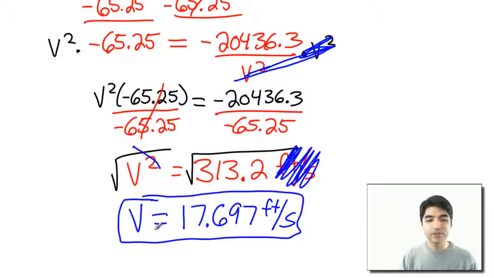That means in order for the jumper to jump 29 feet, he needs to jump with a speed of 17.697 feet per second. Okay, so that's the end of the Marble Canyon practice test.